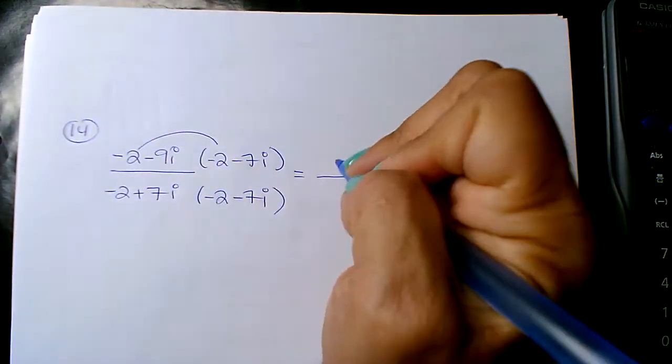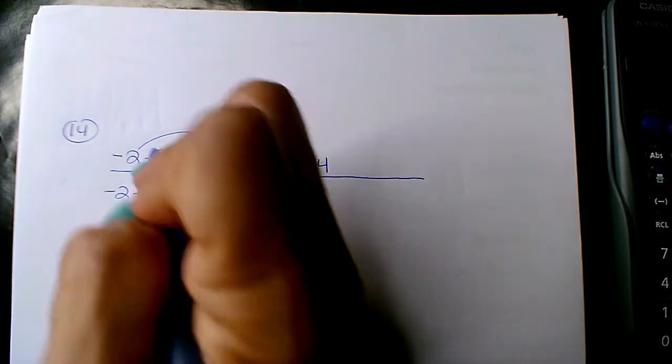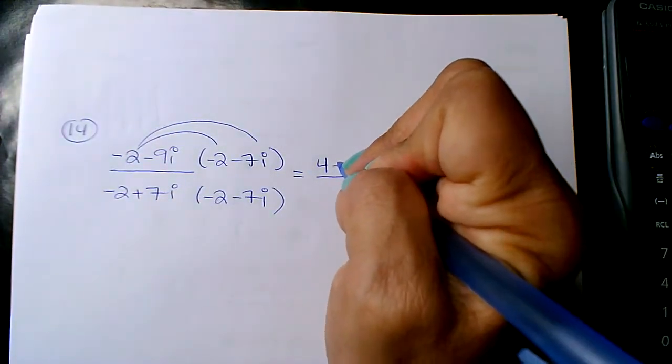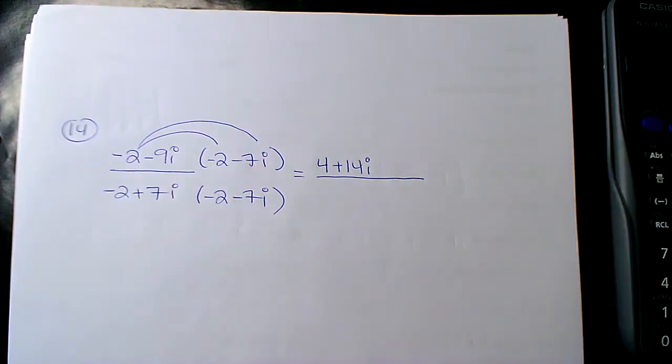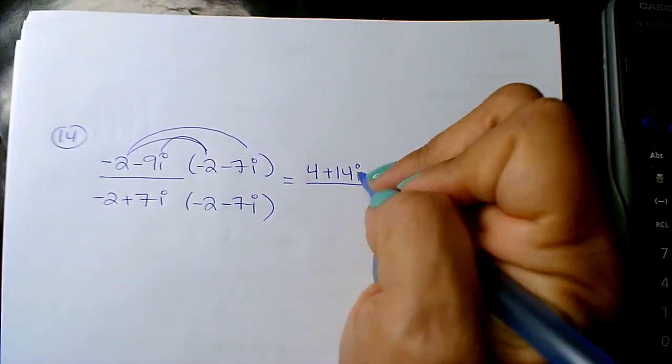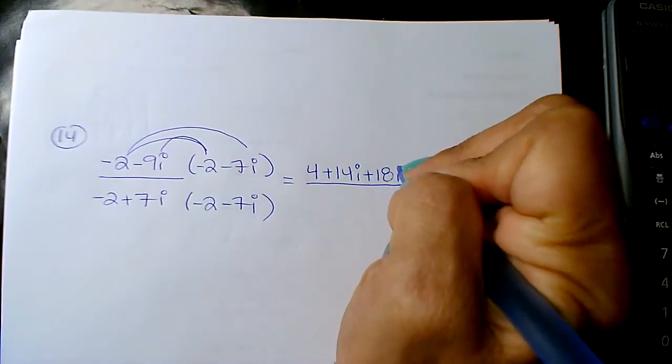So -2 times -2 is +4. -2 times -7 is +14i, right? Double check. This is where you're going to make sign errors. Now move on to the next. -9i times -2 is +18i.